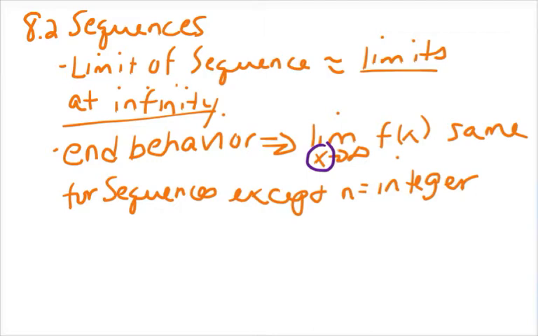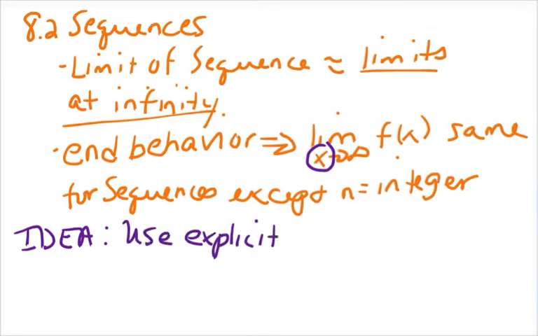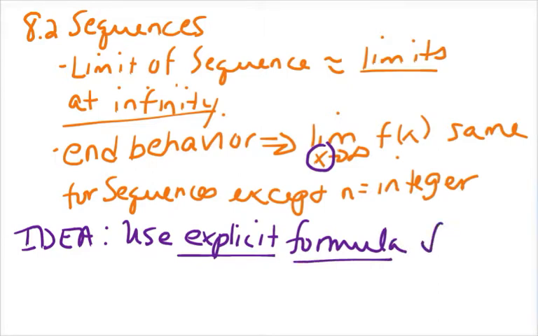But the basic idea behind the limit of a sequence is the general idea is that you're going to use the explicit formula, right? There were two ways to define a sequence. You can define it through a recurrence and explicit formula. We're going to look at the explicit formula for the sequence, and we're going to take the limit of that explicit formula.